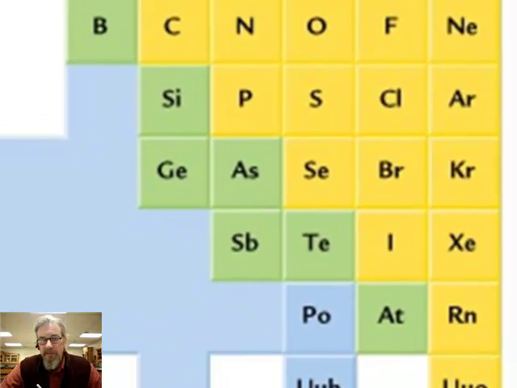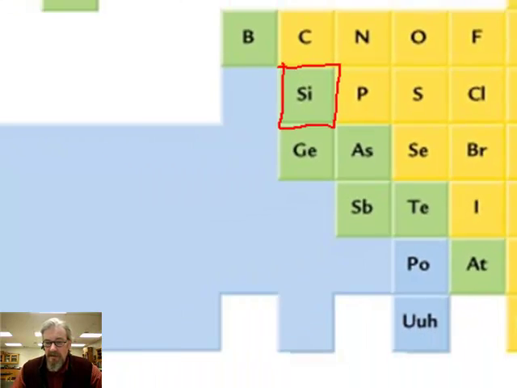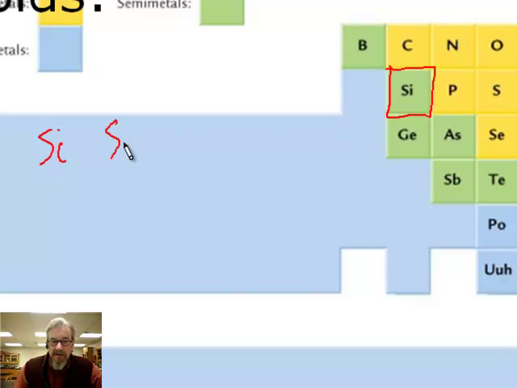Now in between the metals and the non-metals we have these green things, the metalloids. The metalloids have the properties of metals sometimes. Sometimes they behave like metals. Sometimes they behave like non-metals, and it depends mostly on the conditions that surround them. A really important metalloid is this one right here, silicon, Si.